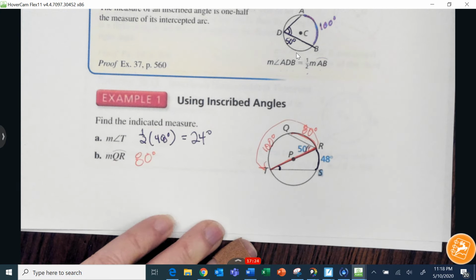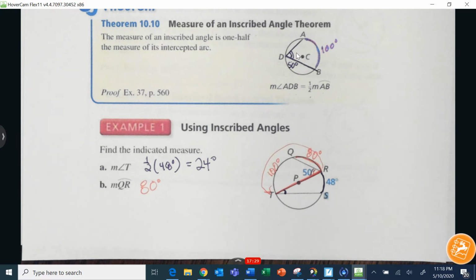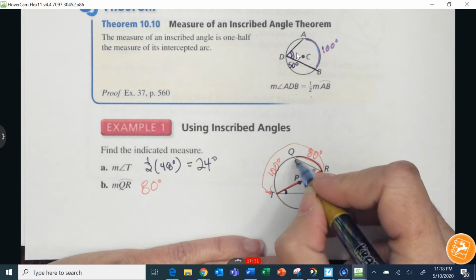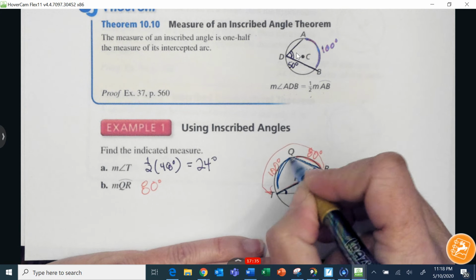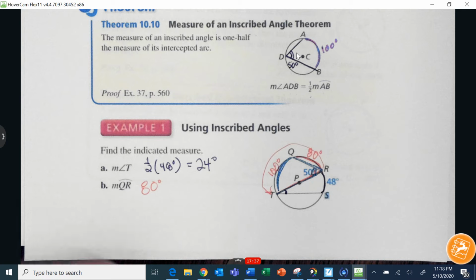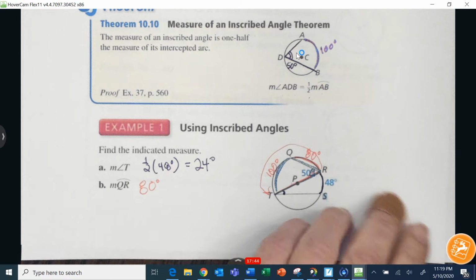I don't know how obvious I made that. I see it in my head. I'm not quite sure how obvious I did that to you. That's the inscribed angle, that's 50. That makes that 100 degrees arc. And then we need to know from Q to R, but these two together add up to be half the circle.